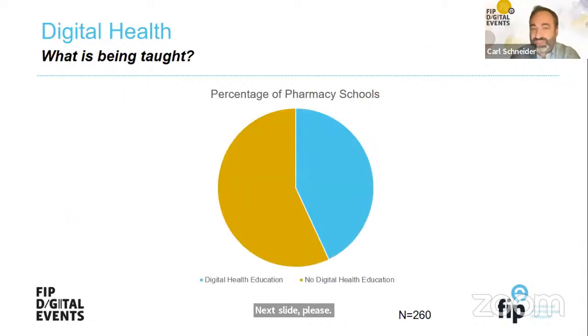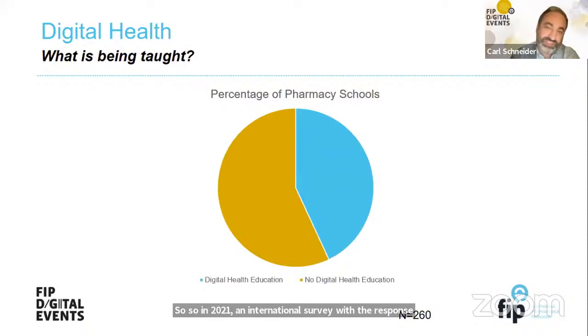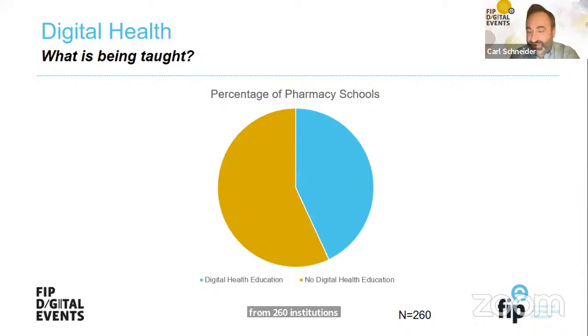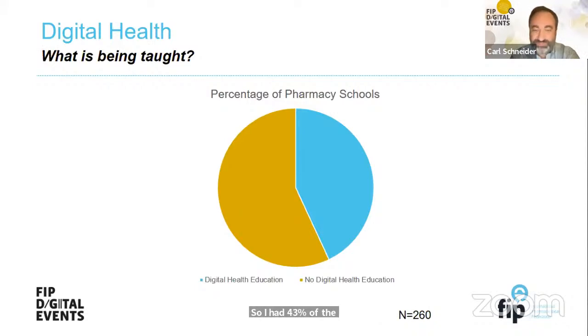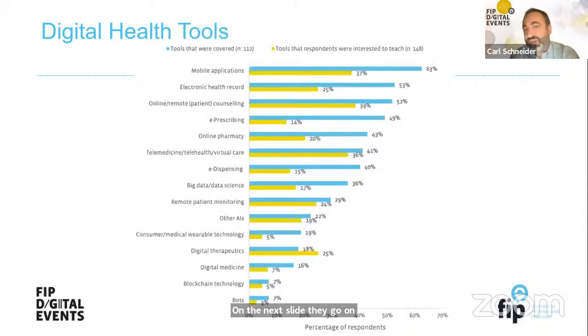So in 2021, an international survey with respondents from 260 institutions showed that only a minority of us in pharmacy schools across the world are providing some form of education with respect to digital health on any of these topics. So, 43% of the respondents. On the next slide, they go on to provide a graph or a table of what we're providing education for.